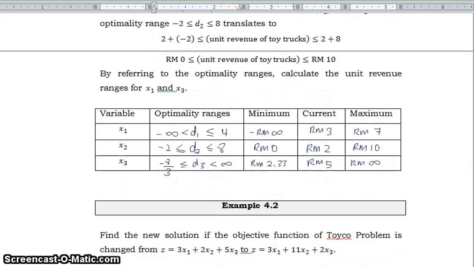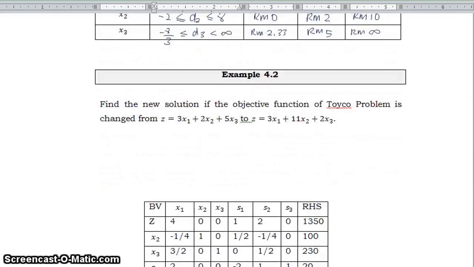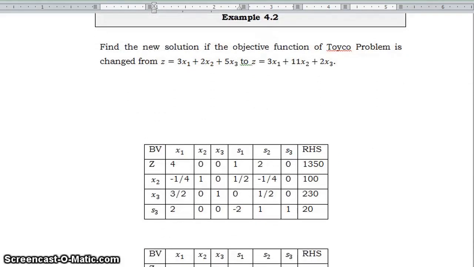Now, let's move to example 4.2. Find the new solution if the objective function of Toyco problem is changed from z equals 3x1 plus 2x2 plus 5x3 to z equals 3x1 plus 11x2 plus 2x3. For this case, Toyco changed the revenues. It is not an individual change, so we need to find the value of D1, D2 and D3.